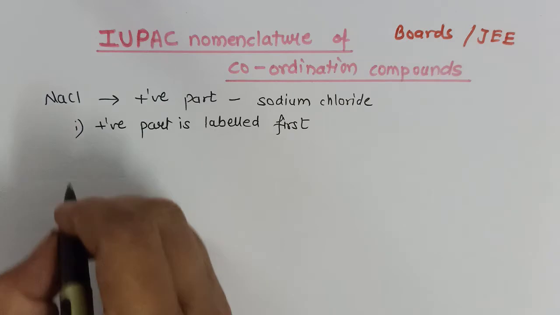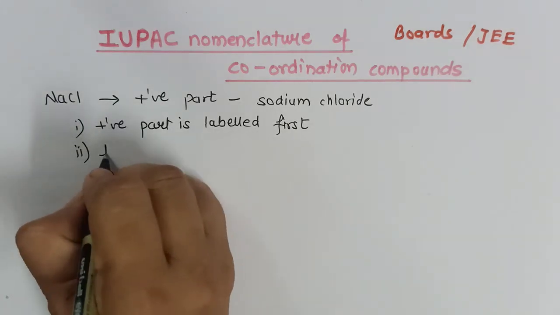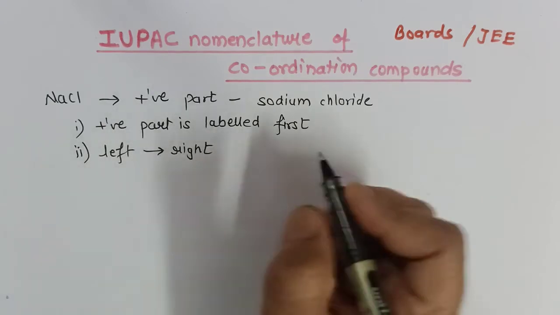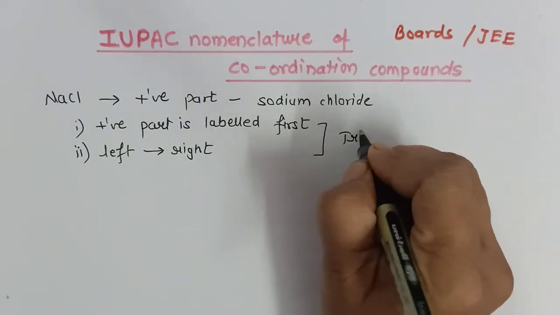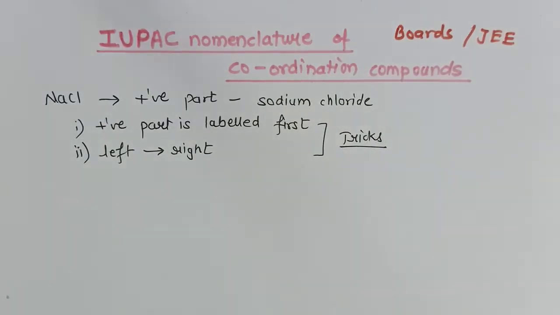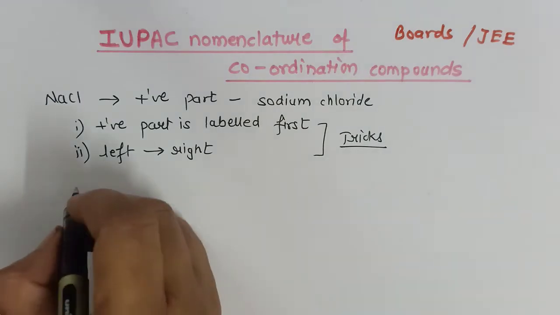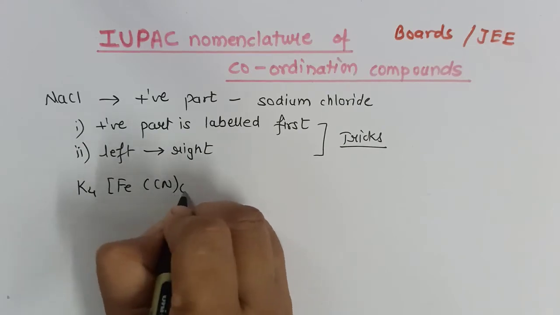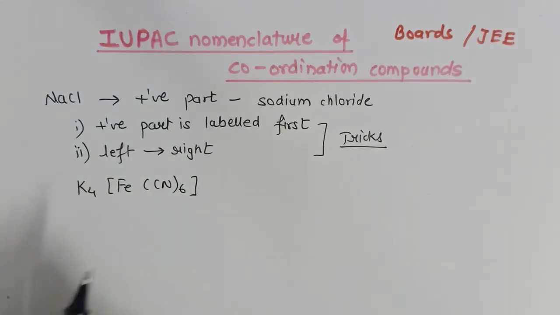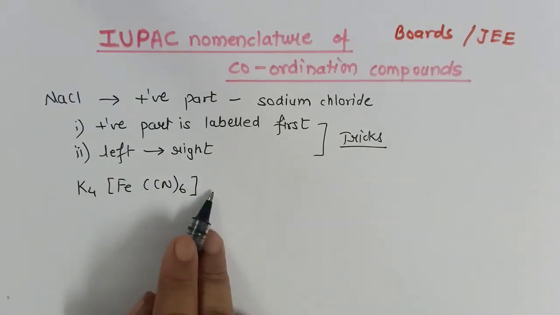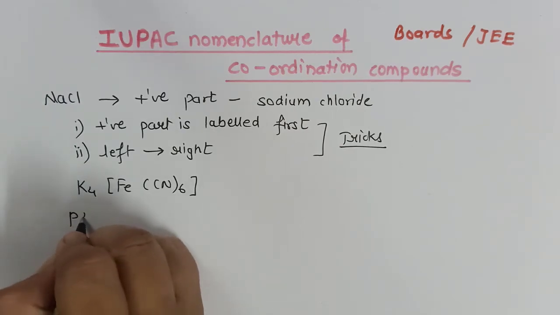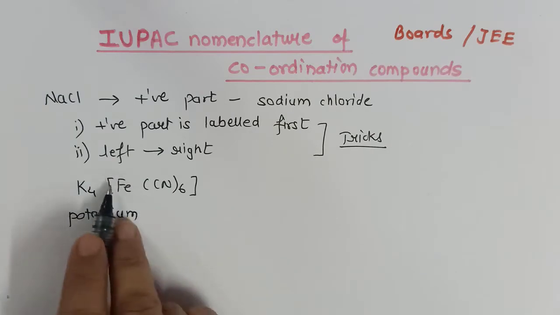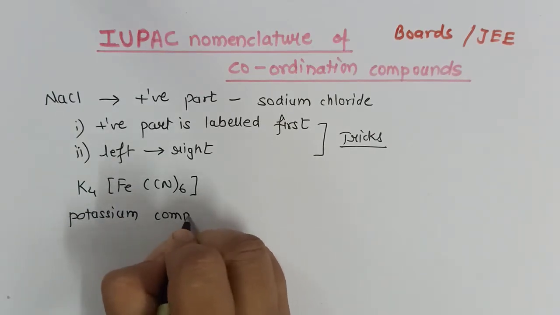I will give you one more rule. Another easy rule, that always we move from left to right. So these two are tricks to remember how we start our nomenclature. For example, K4[Fe(CN)6]. In this, we'll move from left to right and therefore potassium will be named first, and then the complex ion will be named.